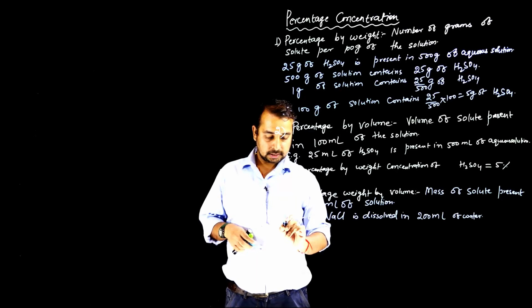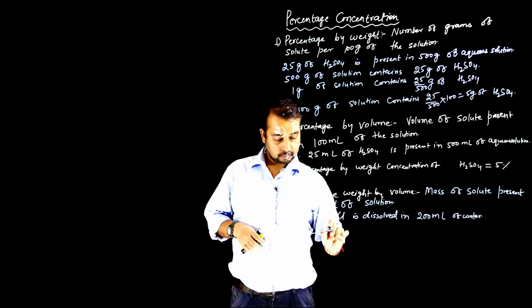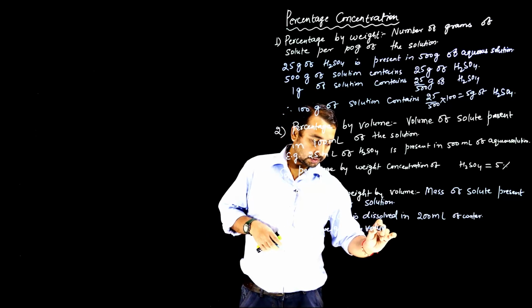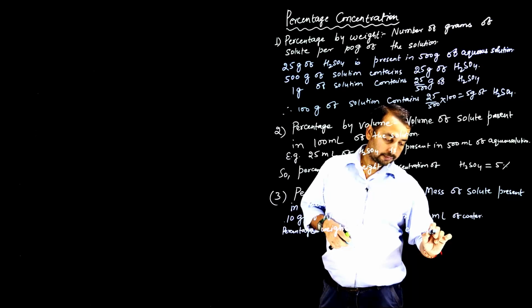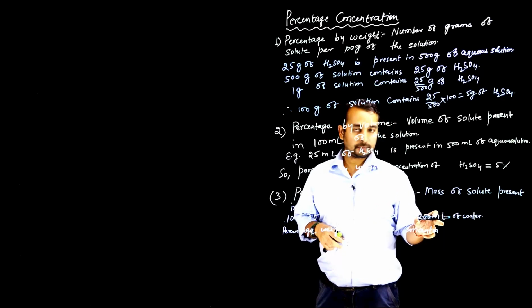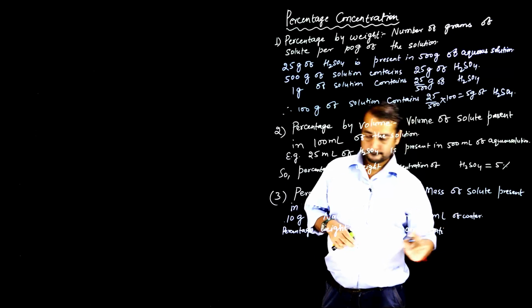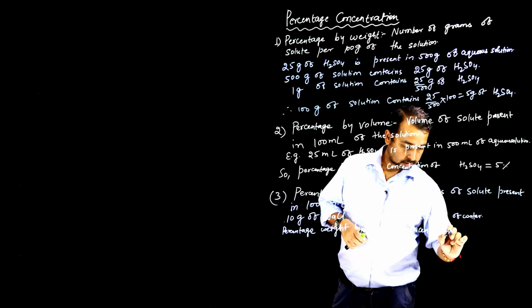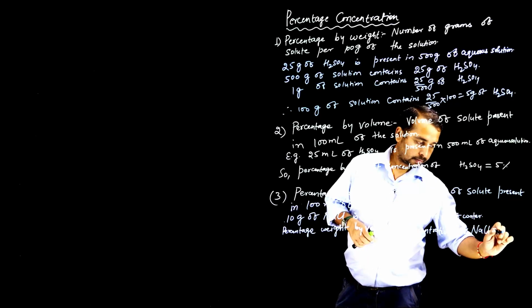So we can write here also percentage weight by volume concentration of NaCl, where the volume of solvent is equal to the volume of solution. Percentage weight by volume concentration of NaCl will be again 5% here.